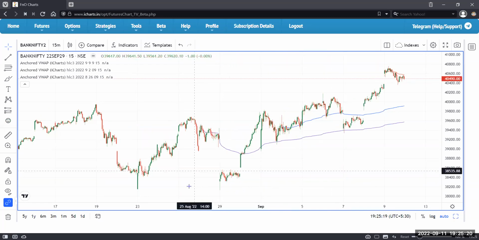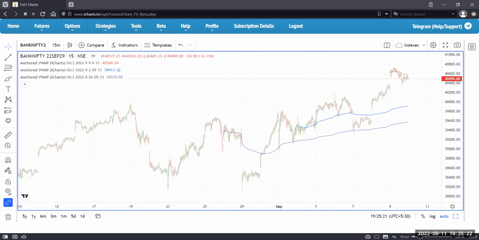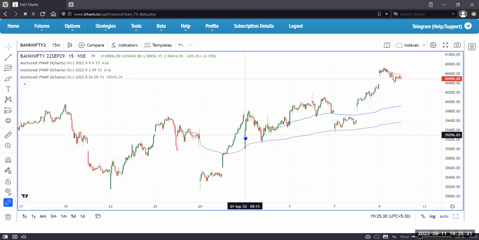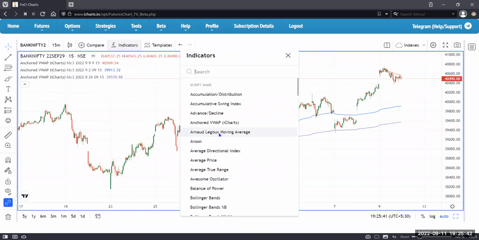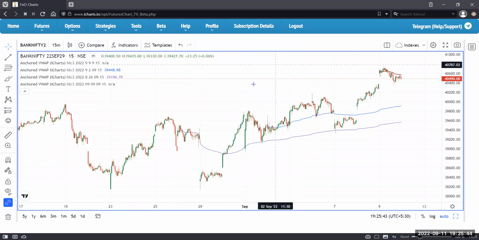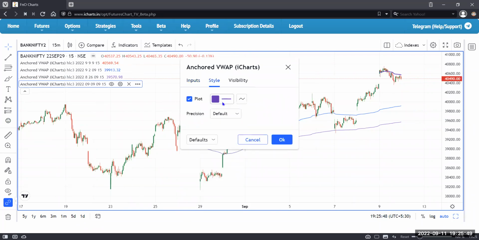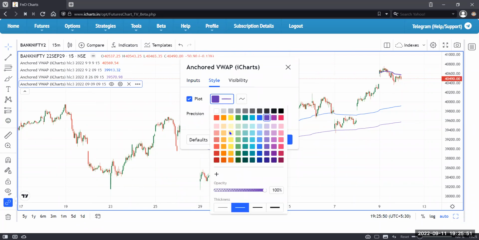Now, if you see this, let me plot the previous one also, then we'll see. 26th August, the one before that is 19th, 12th, and 5th. So all the lines you're selecting are from Fridays. These are all starting from the day after expiry, that is the beginning of the next expiry series. Yeah, so let me quickly plot the other ones. One is from 19th August, and just give a different color here.